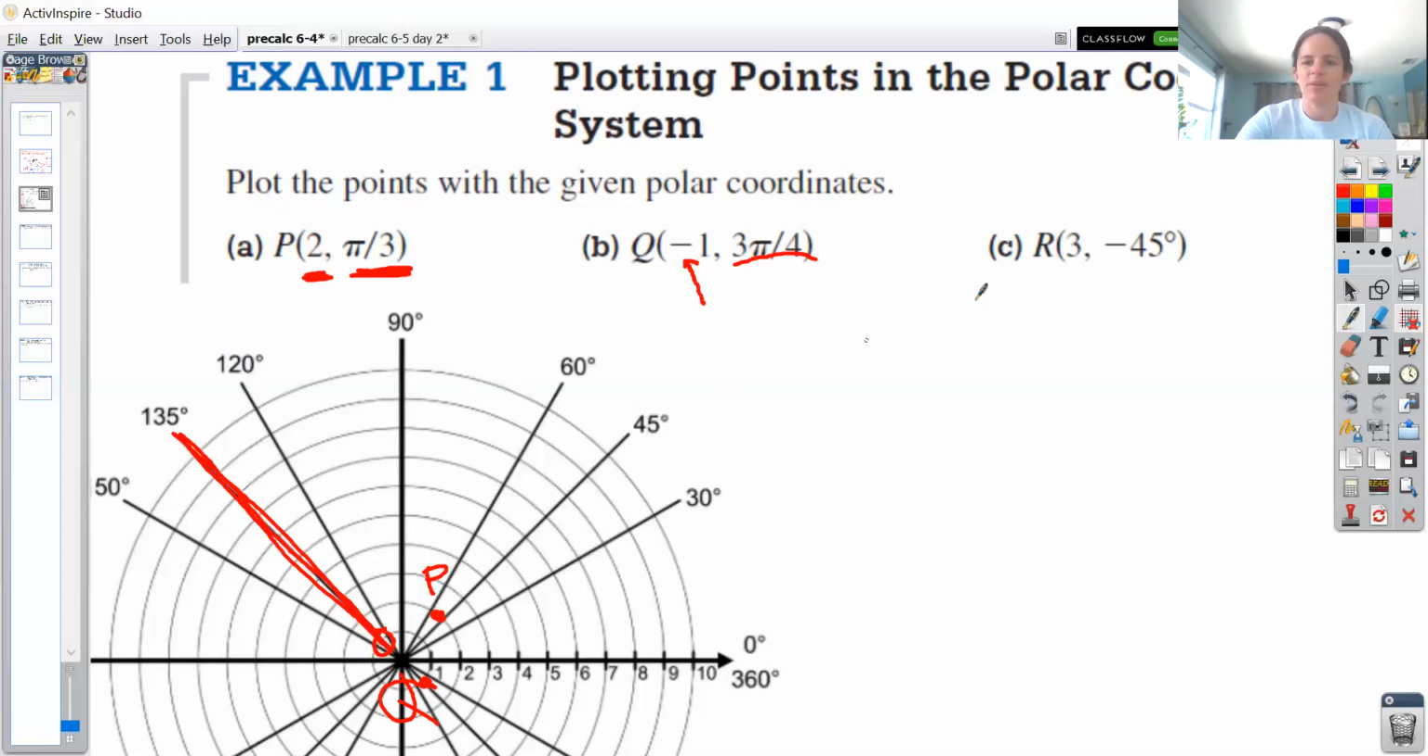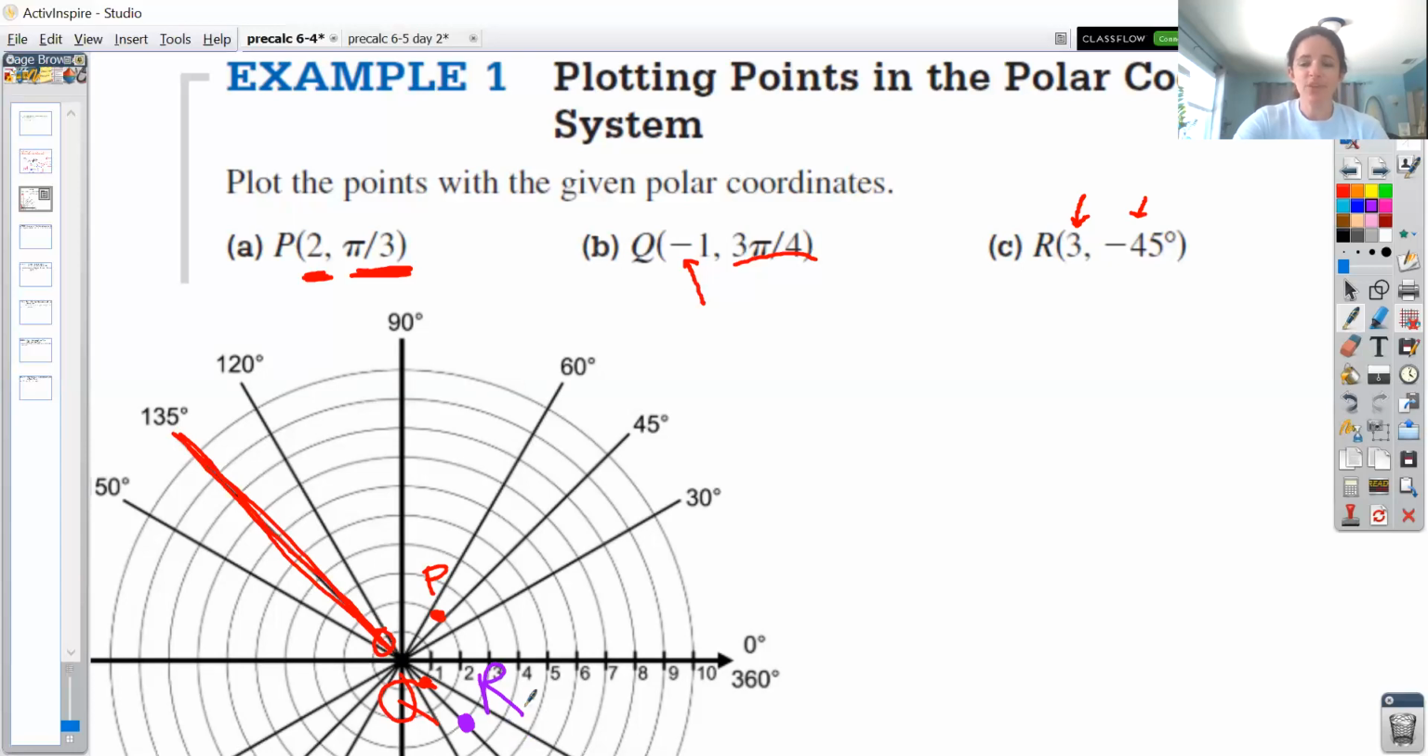And then for point R, notice R has a positive radius, but it has a negative angle. We already know how to do negative angles. Negative angles just means you go clockwise around the circle instead of counterclockwise. So I'm going to go to the angle of negative 45 degrees, and then out to a radius of 3, and then that would be point R.